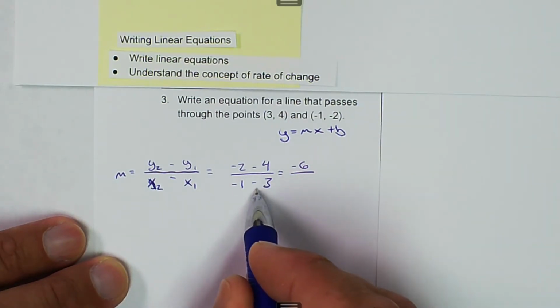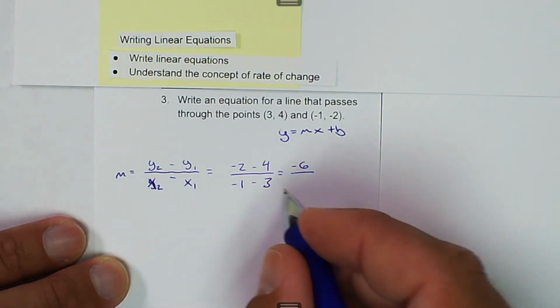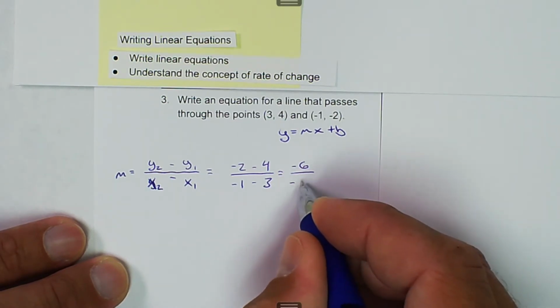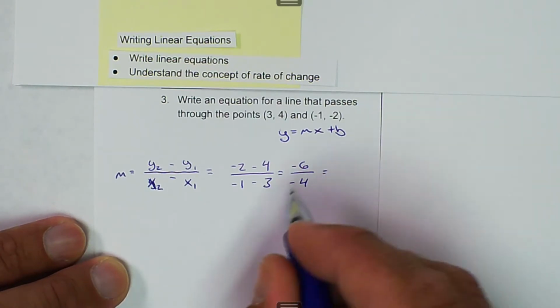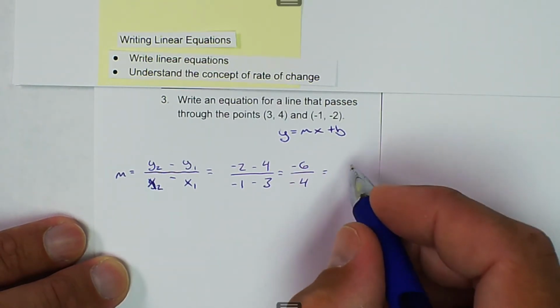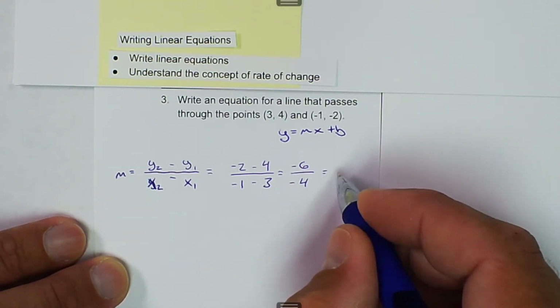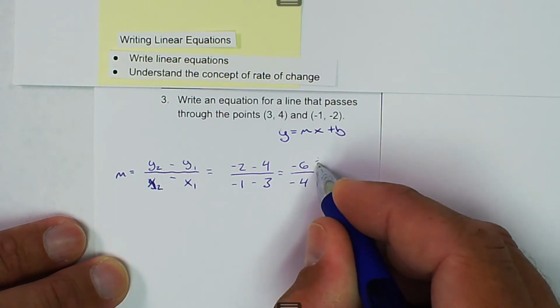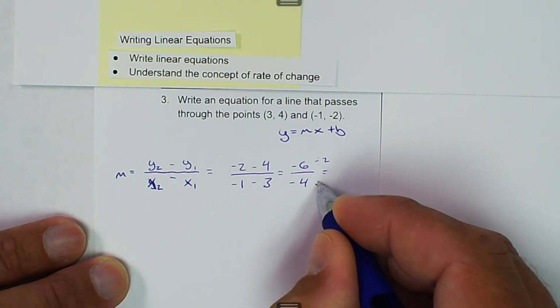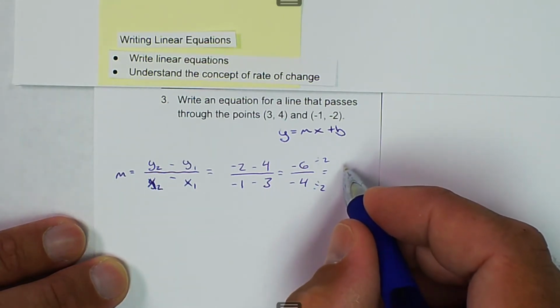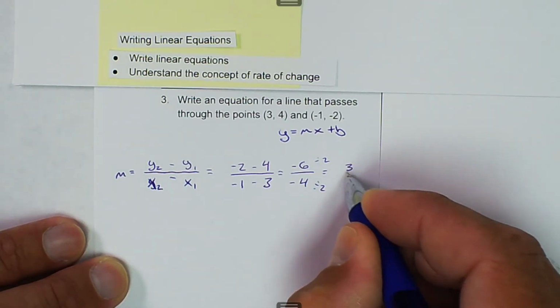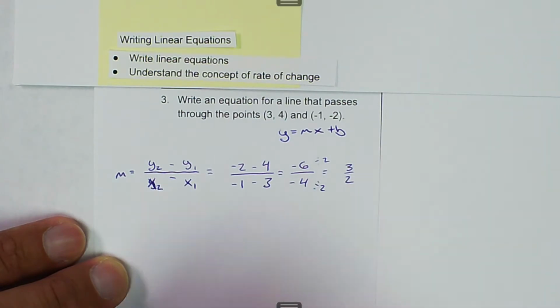And -1 and -3. So the signs are the same. Add them and keep the sign. So then when we reduce this, they're both negative, so they cancel out. And we can divide both of those by 2. Actually, we can divide them by -2, but this ends up being 3 over 2 as our slope.